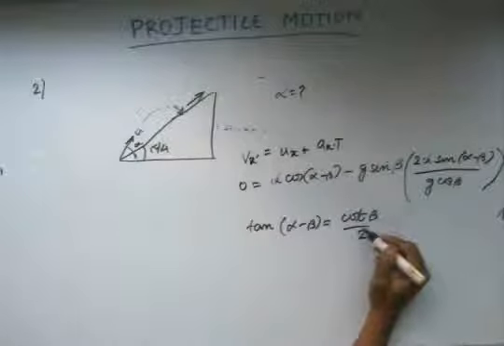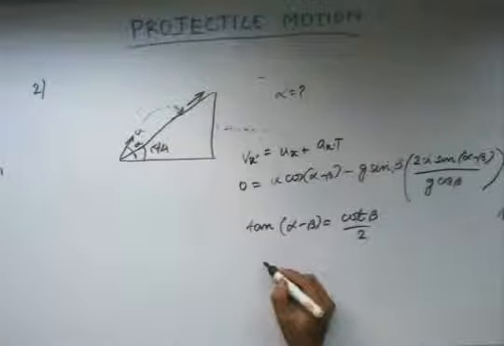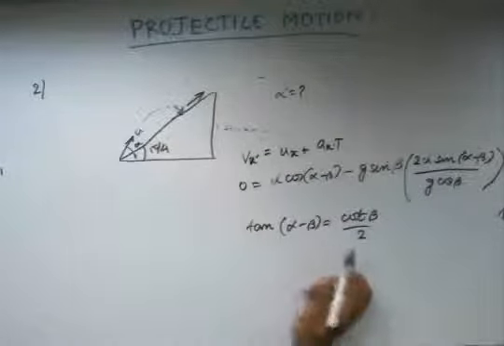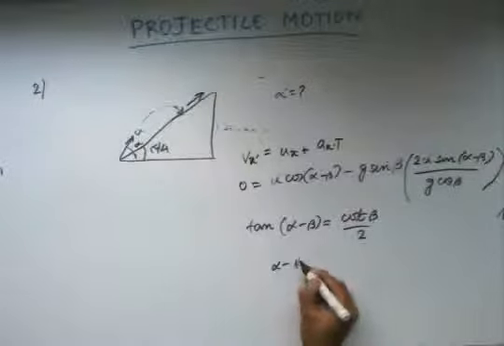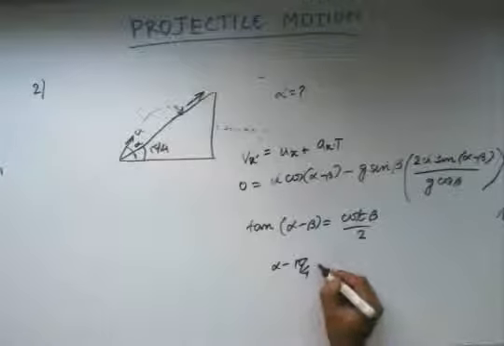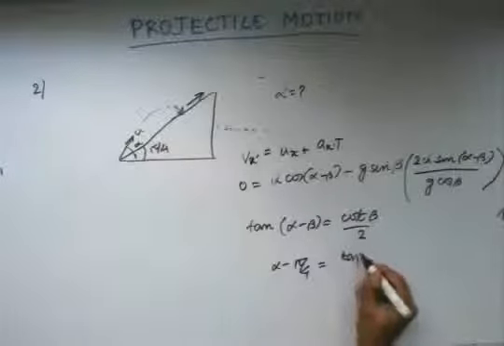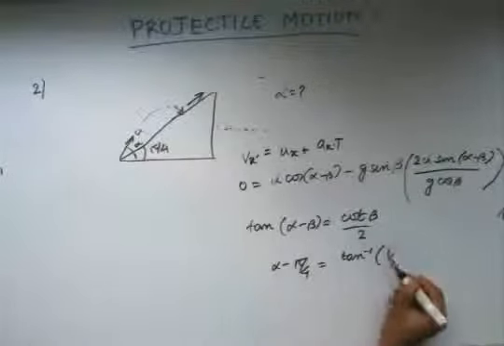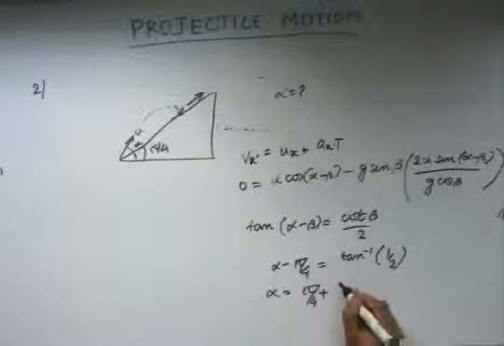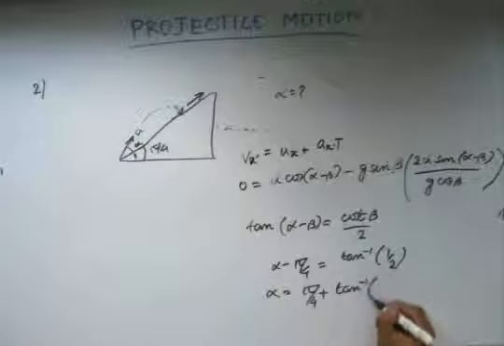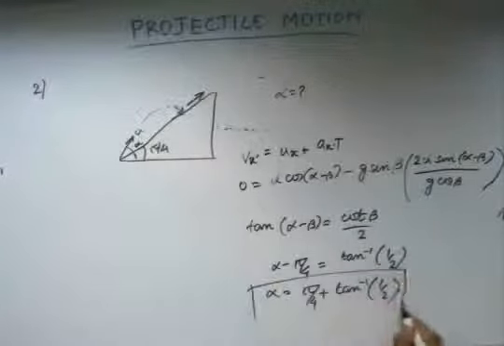Now beta is pi by 4, so cot beta is 1, or tan of alpha minus beta should be equal to half. So alpha minus beta should be equal to tan inverse half, or alpha is equal to pi by 4 plus tan inverse half. So this should be the condition for the particle to land vertically.